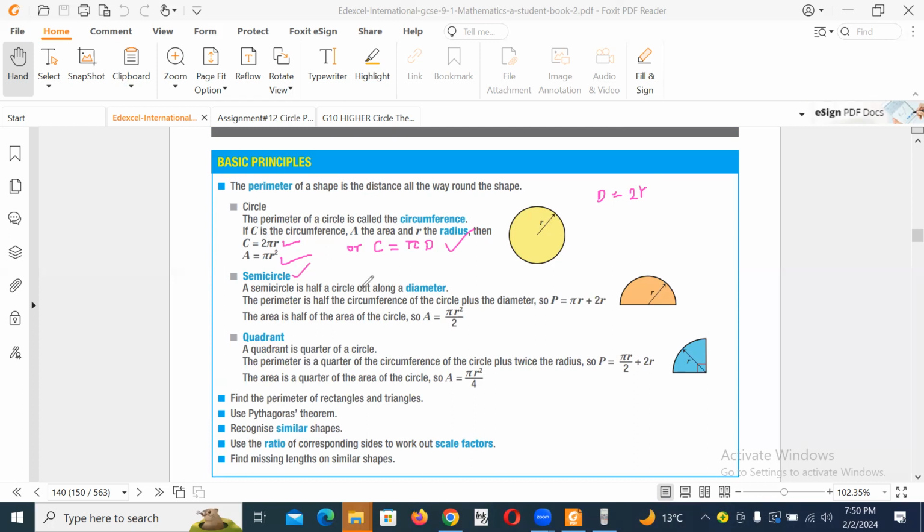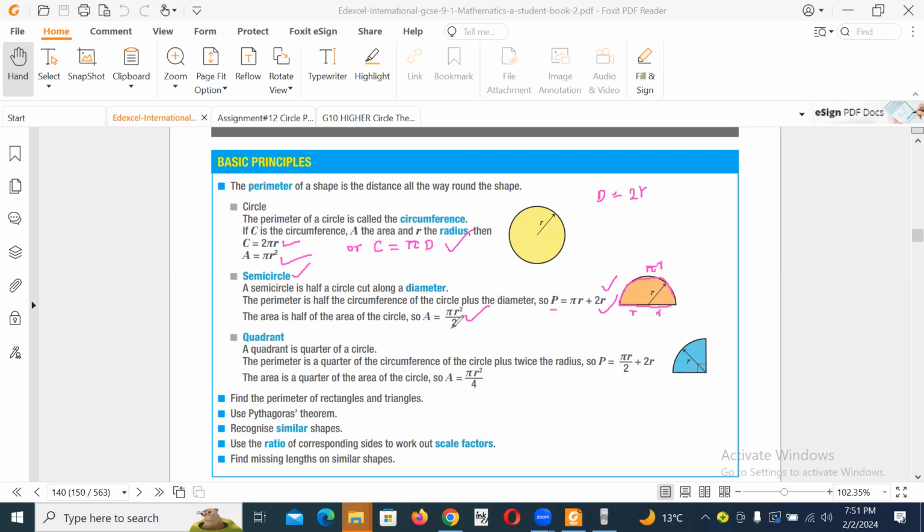After this, we have a semicircle, which is half of the circle. For that semicircle, how do we find the perimeter? We need the outer length, which is pi r, and this length, which is the diameter, so r plus r, which is 2r. So the perimeter equals pi r plus 2r. This is the perimeter of a semicircle, and for half of the area, we divide by 2. That is the area of a semicircle.